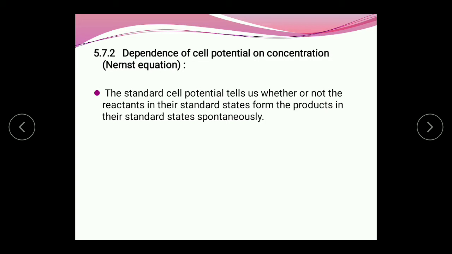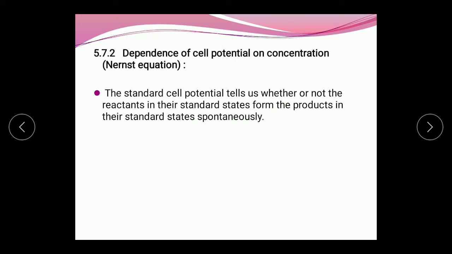Standard cell potential, we have determined some conditions which should be standard or fixed, then only we call it standard cell potential. Now, if the conditions are not maintained at standard conditions, then what happens? If any reaction is carried out at standard conditions, it will produce products. Those may be in their standard states or not. Then, how to measure electrode potential if the conditions are not standard?